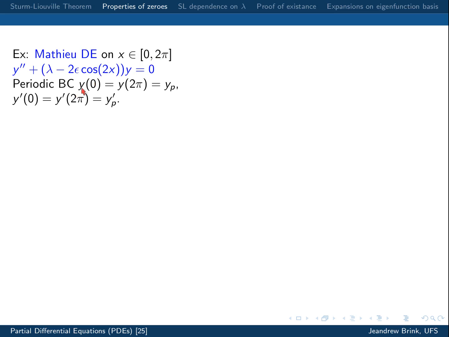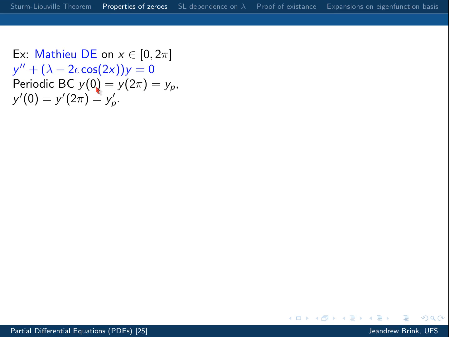Okay, and we also want periodic boundary conditions because that's the physical situation we're in with exploring it on the membrane. Remember, it was for the C2 variable, which basically said that you had to identify 0 and 2 pi.